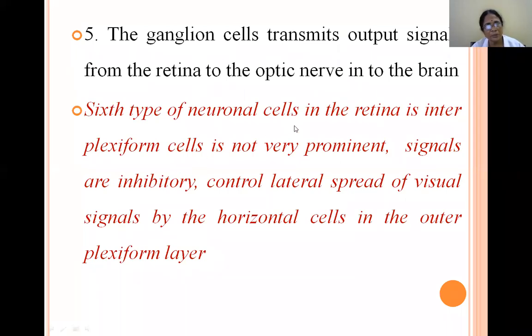Six types of neuronal cells in the retina are also present, including the interplexiform cells, but this is not very important. Here the signals are inhibitory, and they control the lateral spread of visual signals. As I have already told you, the horizontal cells spread signals laterally in the outer plexiform layer. Therefore, it inhibits and controls this. It doesn't allow more of the signals to go laterally. That is, it inhibits the lateral spread of visual signals.